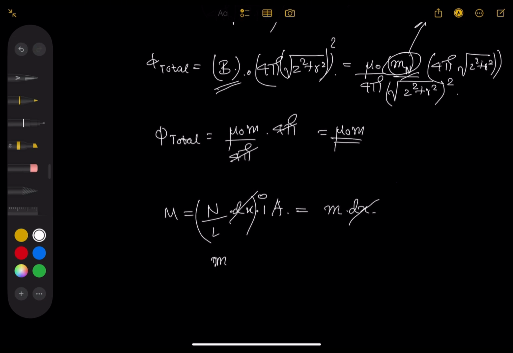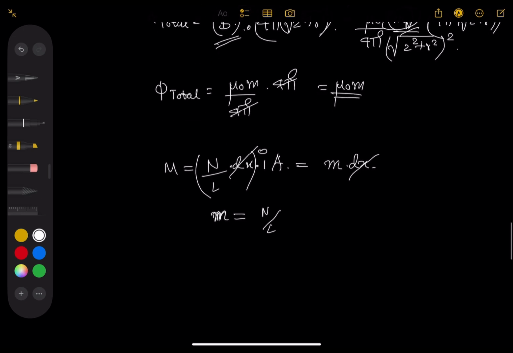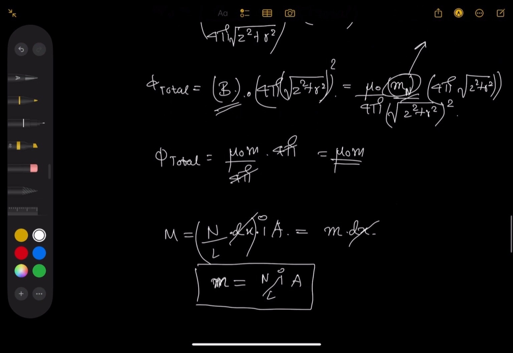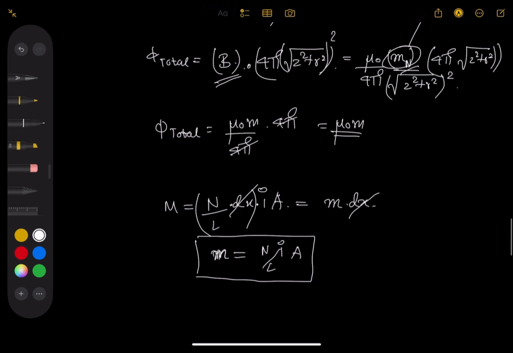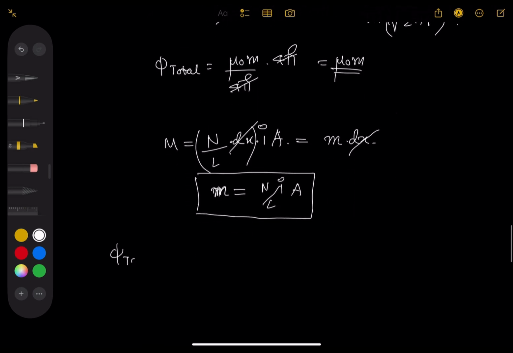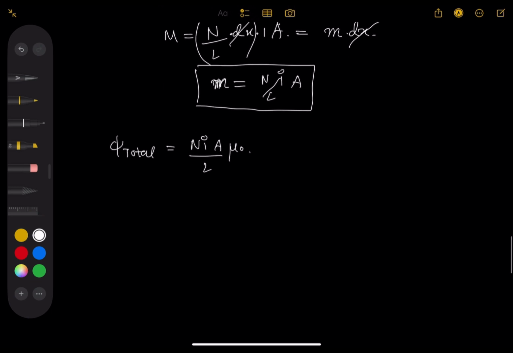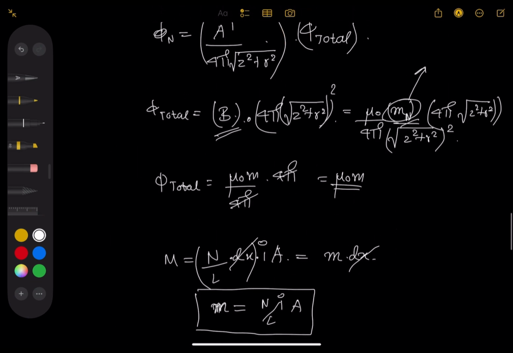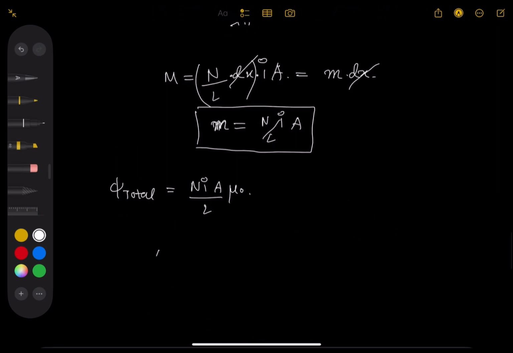So the term that is equivalent to the magnetic pole strength is N over L times I times A in the second picture, the picture for the Amperian loop model. So we're basically going to say that total flux is given by mu naught N I A over L. We're going to have to take its fraction, and that fraction is A dash over 4 pi times z squared plus r squared.